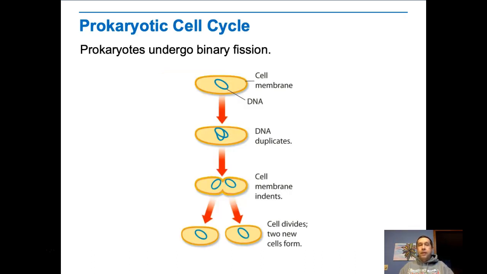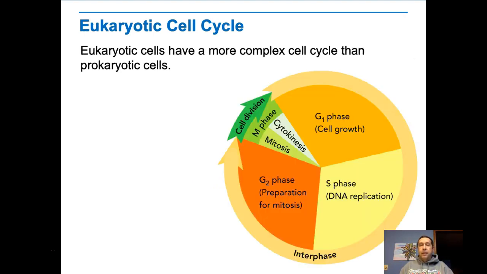So in the prokaryotic cell cycle, cells replicate through binary fission, which is a type of asexual reproduction. The cell copies its DNA, the cell splits in two. You have two cells, each with a copy of the single chromosome. Pretty simple, pretty efficient, works pretty well for bacteria.